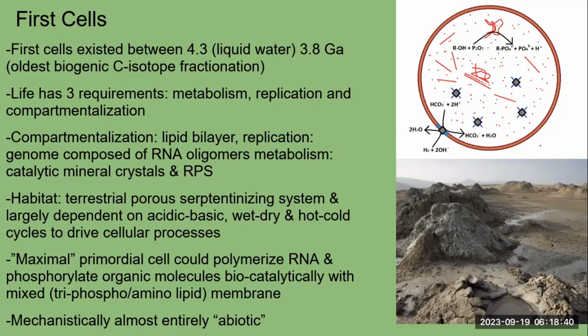In the first cells, compartmentalization would be provided by bilayer fatty acid membranes. Replication would be allowed by RNA oligomers within the cell, which could be duplicated, and metabolism would be facilitated by catalytic mineral surfaces. The cradle of life on Earth was likely terrestrial serpentinizing pools, where the cellular biology of the first organisms was largely dependent on wet, dry, hot, cold, and acidic basic cycles.